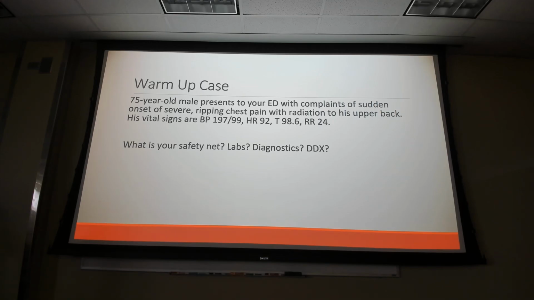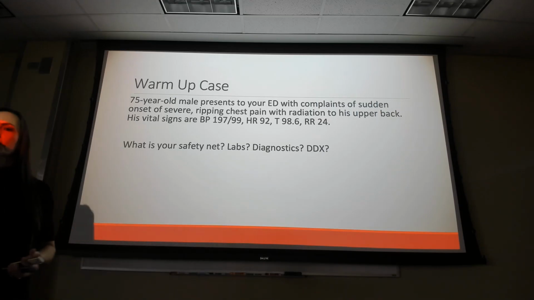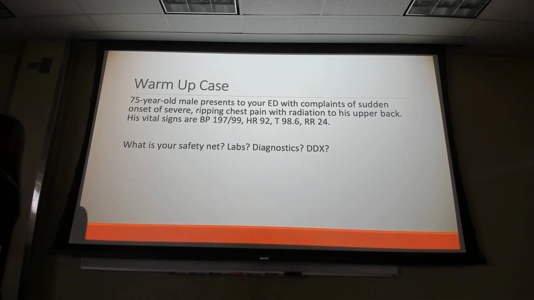IV, O2, monitor on everybody. What kind of labs are we going to do on a patient that presents like this? And what's our differential? Let's ask that. It is an aortic dissection lecture, so aortic dissection, very good. Very astute. What else? MI. What are the top three that I said that we have to work up? PE. Those are the three that we have to work up.